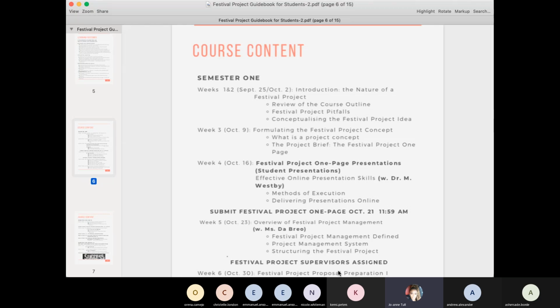Today bridges from last week, where we started looking at the nature of the course and festival project. We will be going into 2 slide presentations shortly that would allow us to complete what you see there as the listing for weeks 1 and 2. Next week, we will be looking at how we then begin to formulate our festival project concept. So that means that from now until next week, you should begin to have a very clear idea of what your festival project idea is.